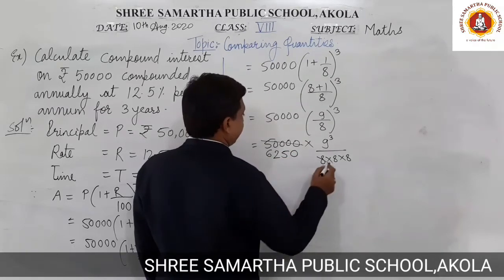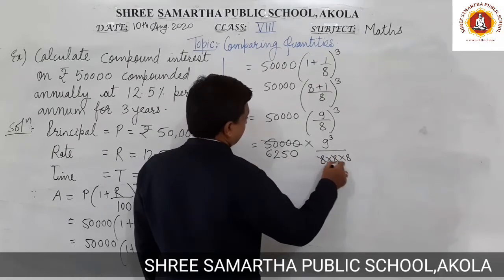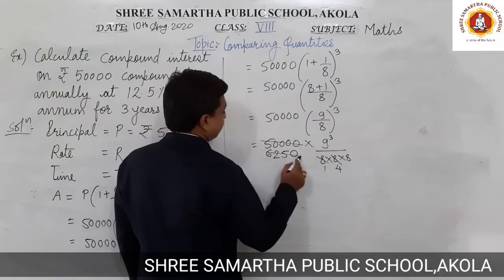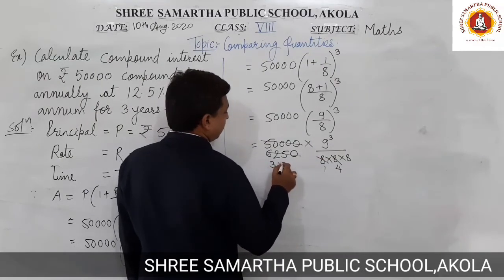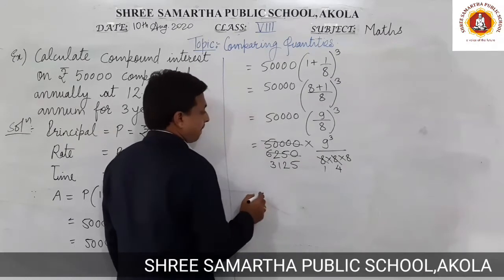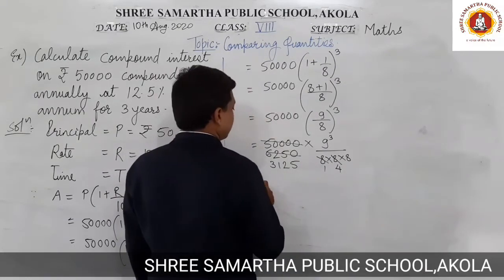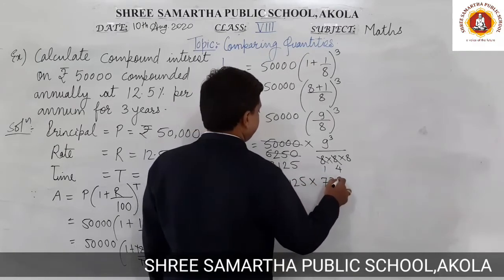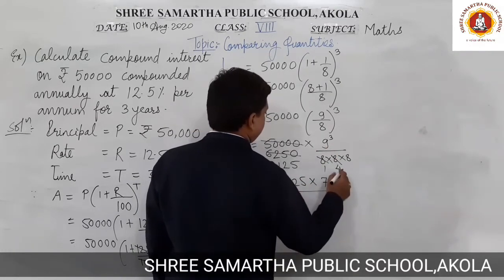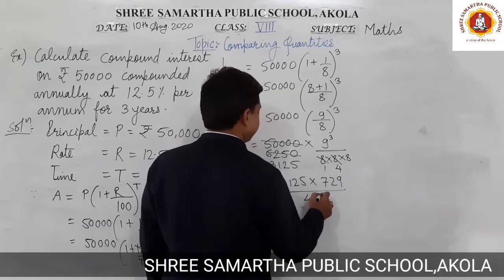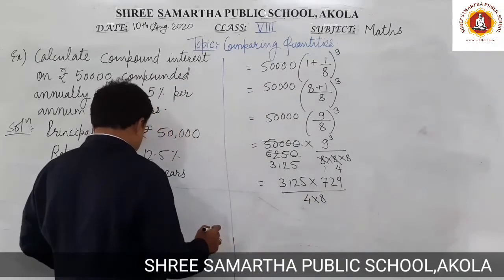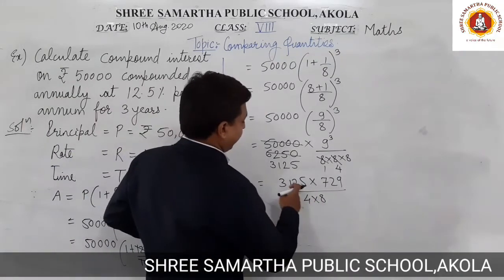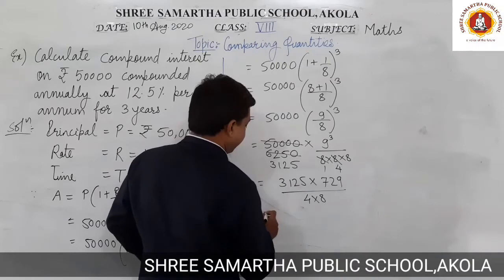Again divide this by 2. 2 4s are 8, and if you divide this by 2, we get 3125. So now we get 3125 into 729, that is the cube of 9, by 4 into 8. Now here you can divide 3125 by 8 or by 4. If you divide it by 4 we will get the result.